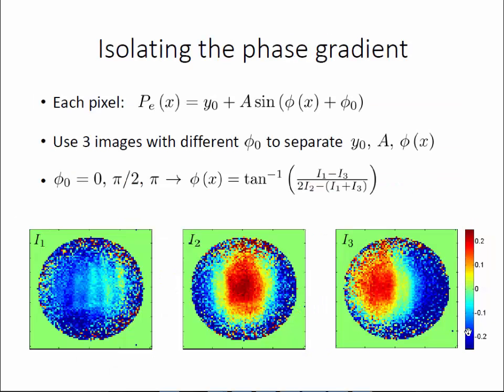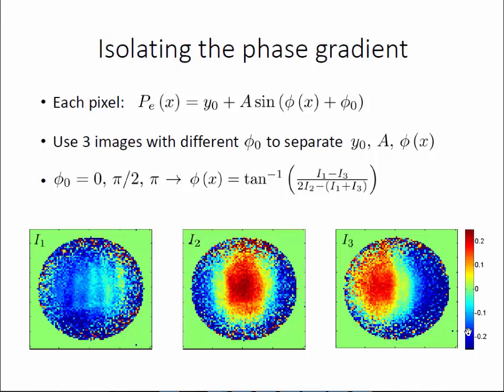It's that every pixel in the cloud can be described by this form. Basically, every pixel in the cloud has an offset, an amplitude, and a phase. And what we'd like to do is isolate this interferometer phase. And the way we do that is by controlling the overall phase of the interferometer.